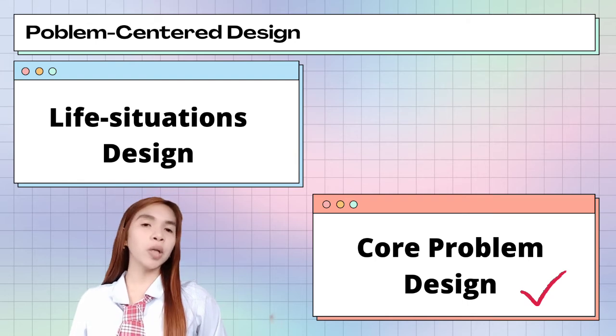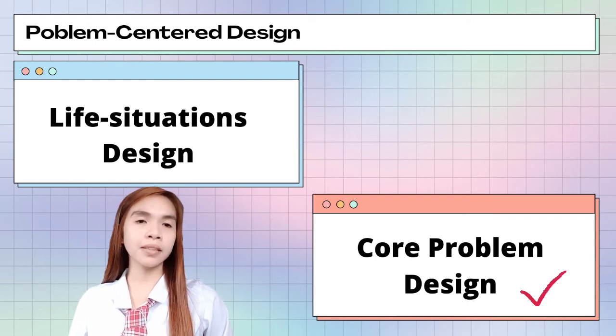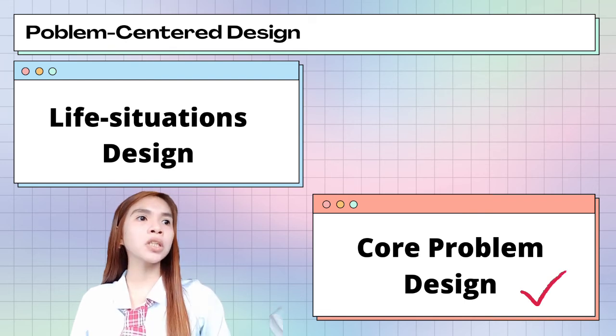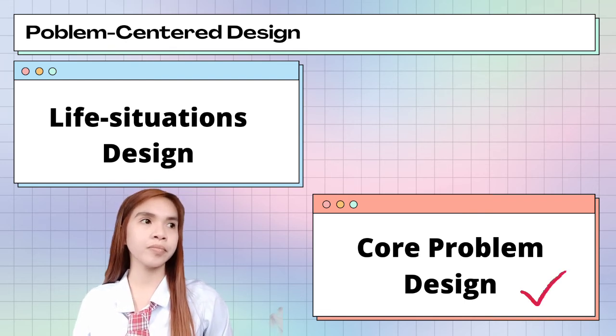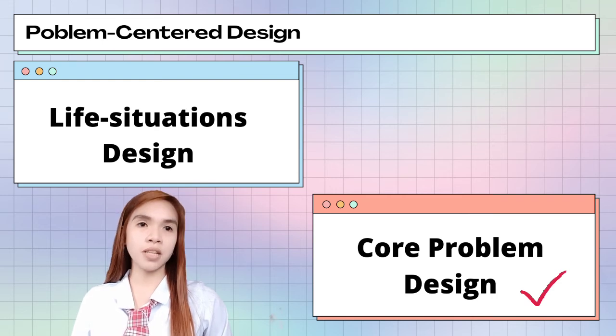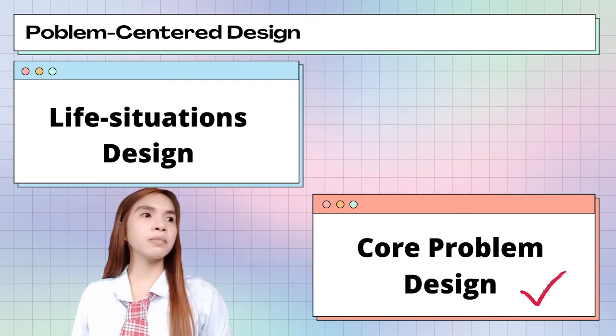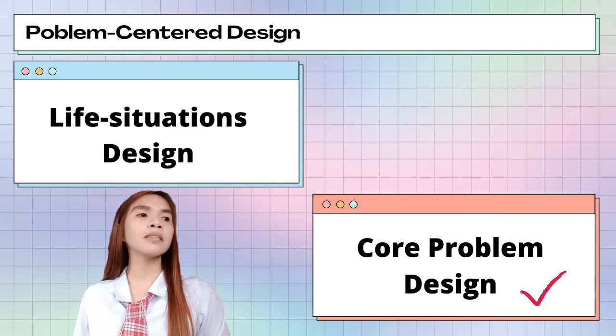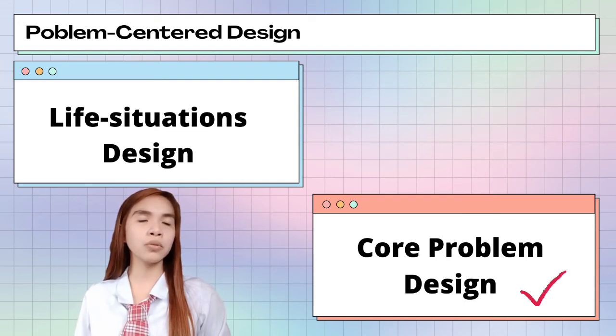Another example of problem-centered design is core design. It centers on general education, and the problems are based on common human activities. The central focus of the core design includes common needs, problems, and concerns of the learners. Popularized by Faunce and Bossing in 1959, it presented ways on how to proceed using core design of a curriculum.